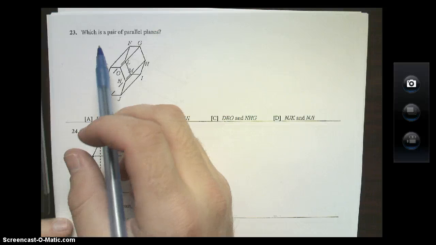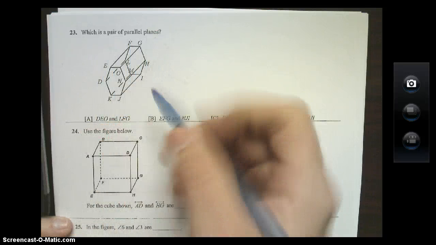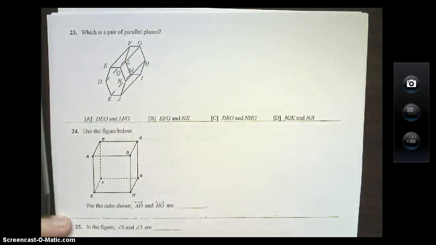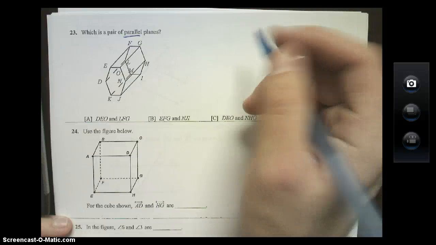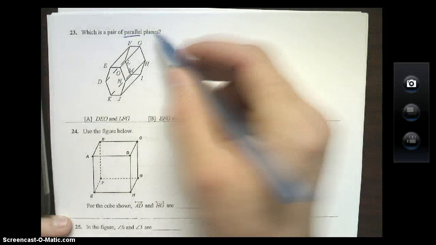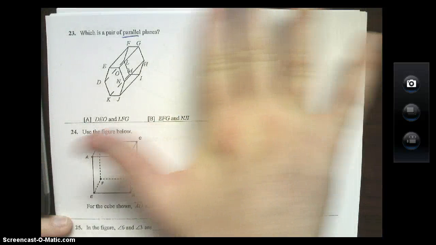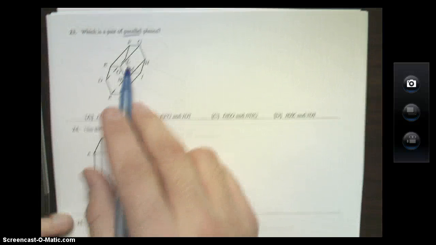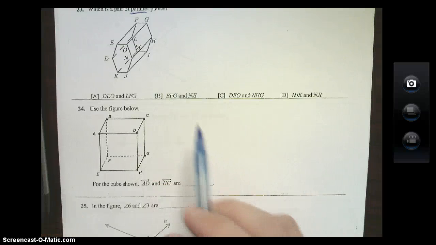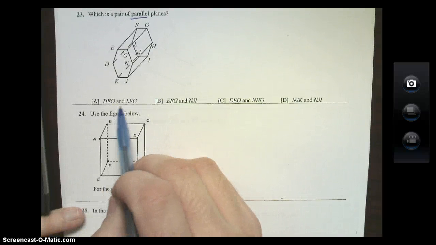Number 23, which is a pair of parallel planes? Okay, now, key vocab again, parallel, non-intersecting. They run alongside each other and are never going to touch. And planes are a little different than our lines, kind of like our tabletops, where it's going across in its own geometric space. So, taking a look at our answers here, DEO and LFG.